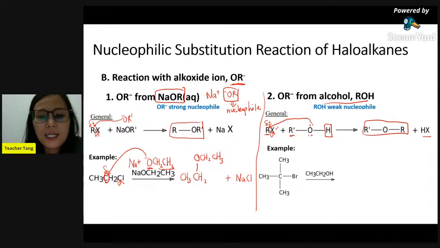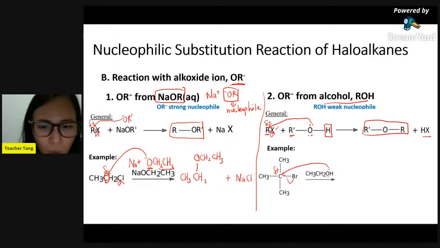So once again, in the example, can you see that this carbon is partially positively charged because it is bonded to the halogen. In the alcohol, it has two lone pairs on the oxygen. So the oxygen will use the lone pair to attack the carbon, kick out the Br. So this carbon is bonded to the oxygen, and the Br that comes out will take the hydrogen.